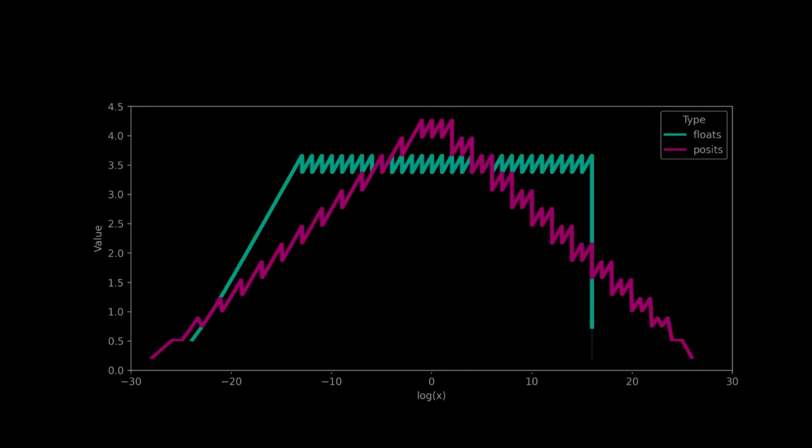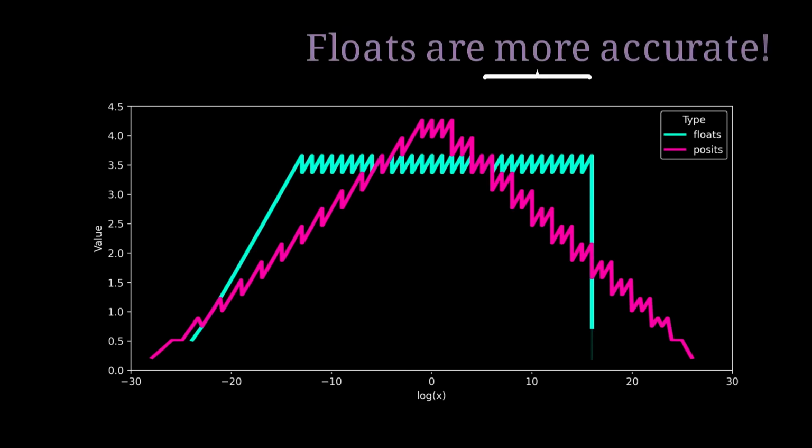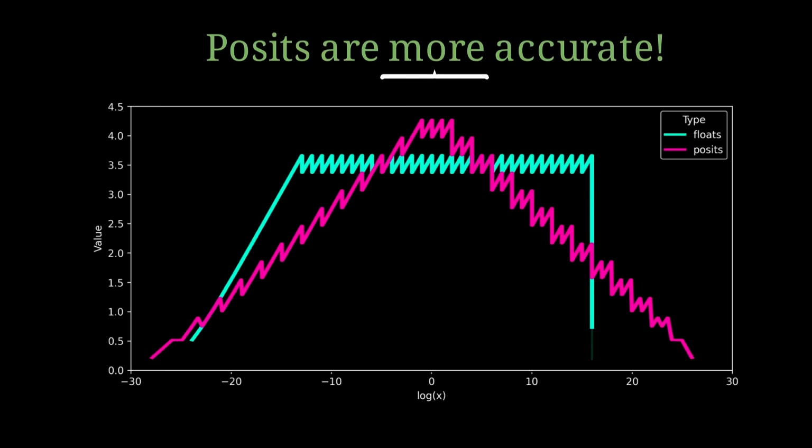Let's plot the accuracy of both systems across a logarithmic number line. Here, the y-axis represents the decimal accuracy. That is, the distance between one number and its successor on a logarithmic scale. The x-axis represents the logarithm of that number. We can see that floats are actually more precise toward the edges. But at numbers close to 0, posits gain in accuracy. And this trade-off is intentional.